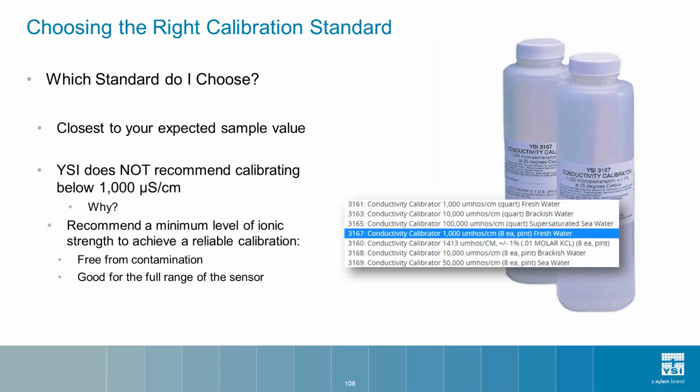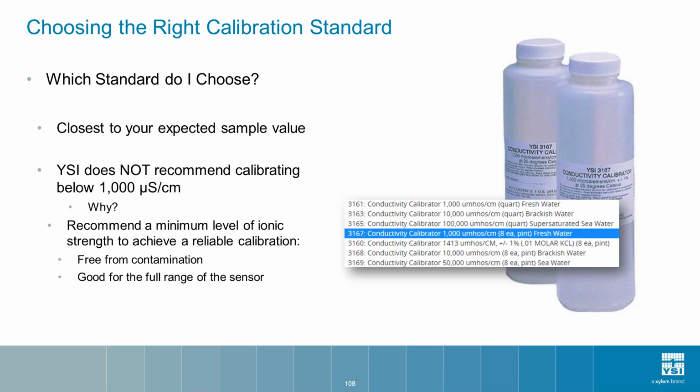So now that we've talked about choosing the right conductivity sensor, I want to discuss choosing the right calibration standard. The general rule of thumb is to pick a standard closest to your expected measurement value. And this is what YSI recommends. However, I will add one caveat. For most applications, we do not recommend calibrating below 1,000 microsiemens per centimeter.